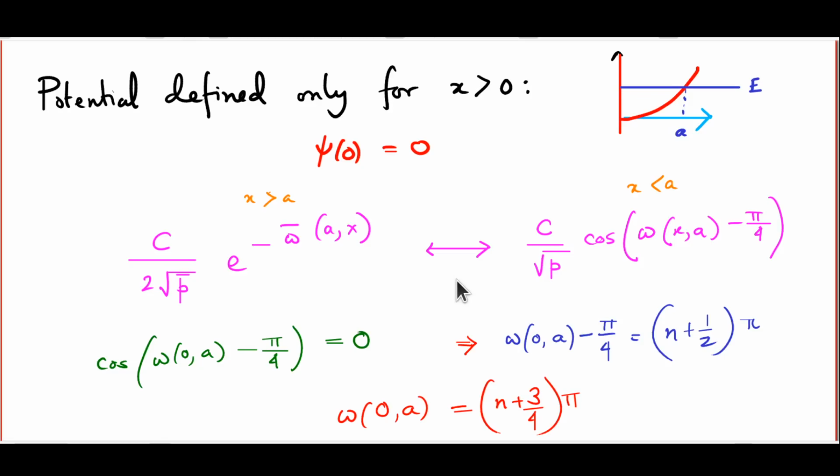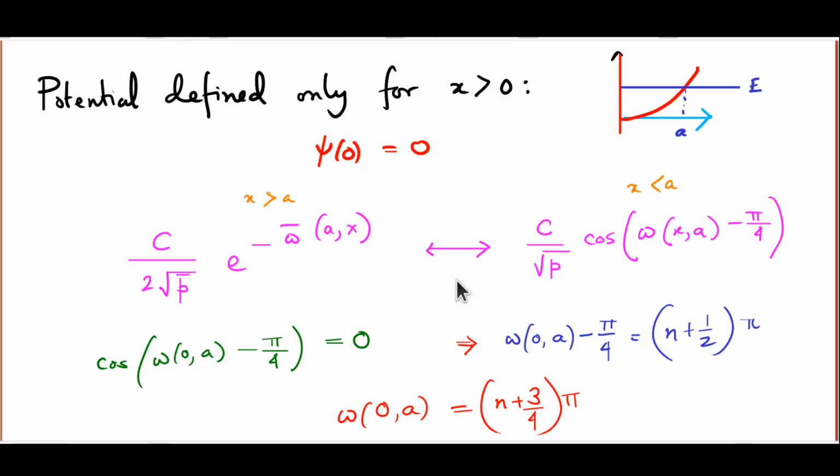Now here, application of the WKB method is pretty straightforward, and this gives rise to a slightly different version of the Bohr-Sommerfeld condition. All you need to do is start from the fact that to the right of x equal to a, where x is bigger than a, you are in the forbidden region. You have a decreasing exponential e to the minus w bar a comma x with c by 2 root p bar as a coefficient, and this will connect up according to our connection formula with c by root p cosine of w x comma a minus pi by 4.